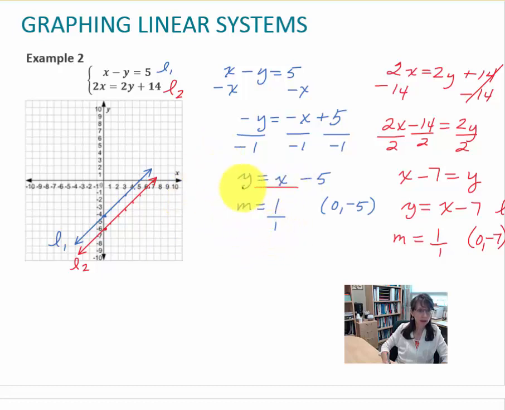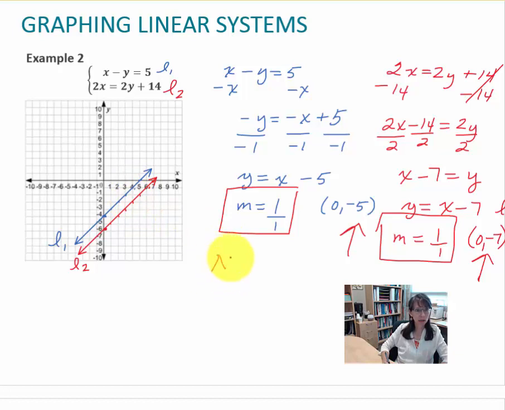Notice that the first line has a slope of 1 and our second line has a slope of 1. But the y-intercepts are actually different values. So as long as the slopes are exactly the same, we should end up with parallel lines, and this means that there's no solution to the system because those lines are never going to share a point.